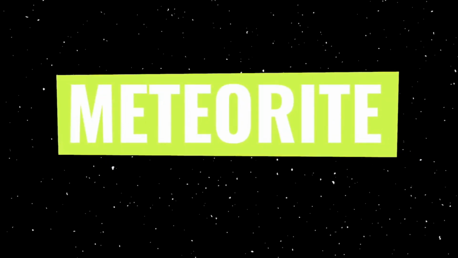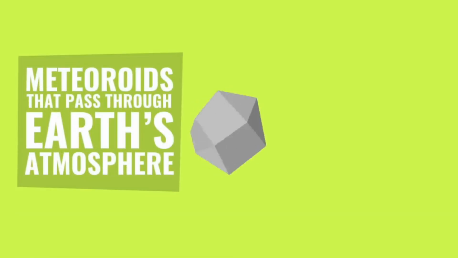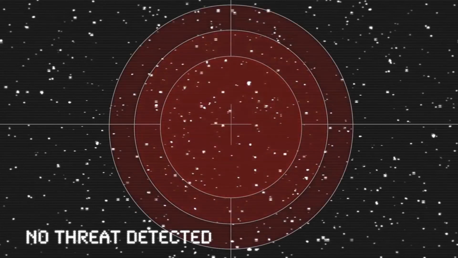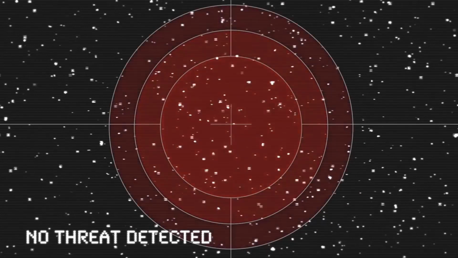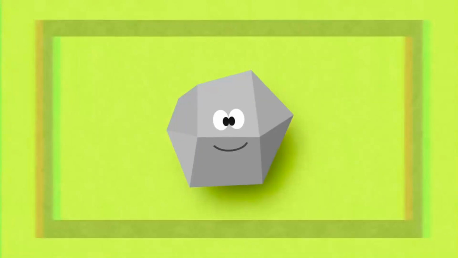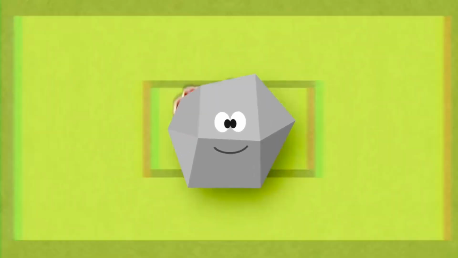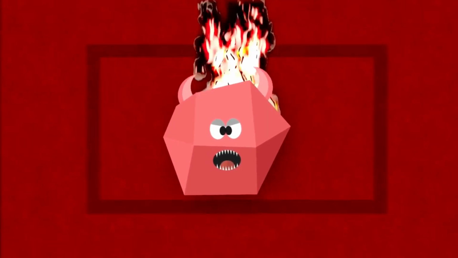Last but not least, meteorites. A meteorite is simply a meteoroid that successfully makes it through Earth's atmosphere and hits the Earth's surface. Meteorites are dangerous simply because they're too small to be detected. They come without a warning. And even though meteorites are usually very small, around the size of a pebble, they're still very dangerous because they travel at high velocities.